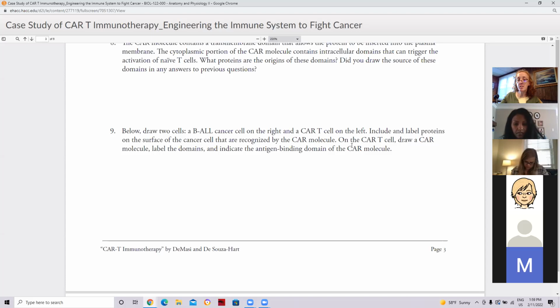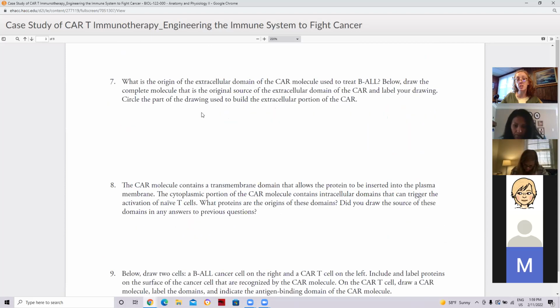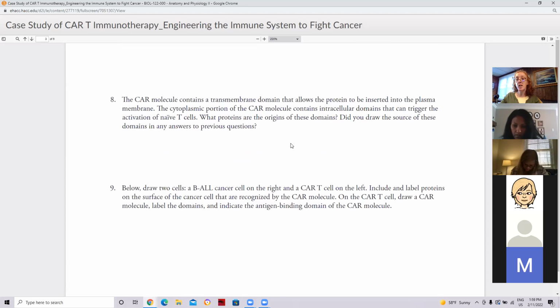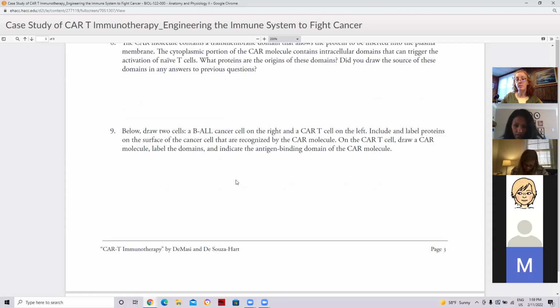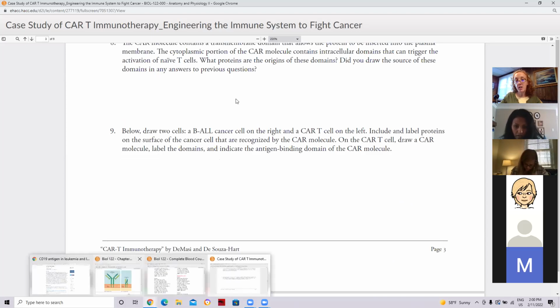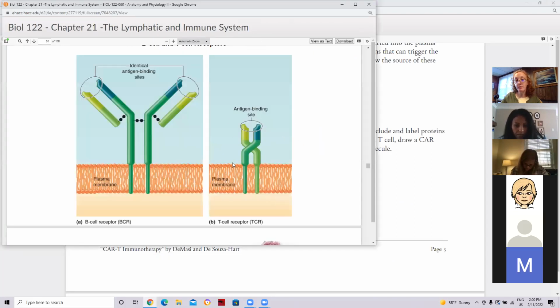On the CAR T cell, draw a CAR molecule, label the domains, and indicate the antigen binding domain. So this is almost the same exact question as this one right here. But it's asking you to put them together. Are there examples of what cells are supposed to look like when we draw them? The PowerPoint. Okay, this is one right here. All right.